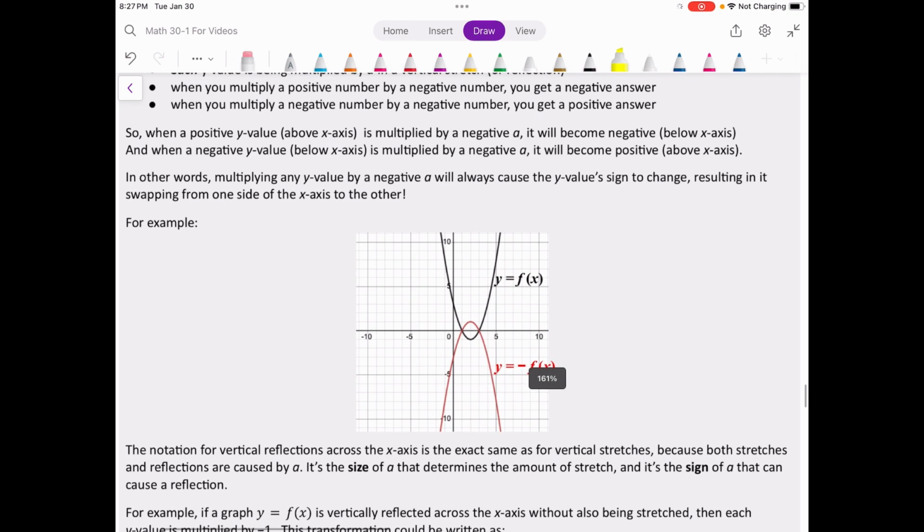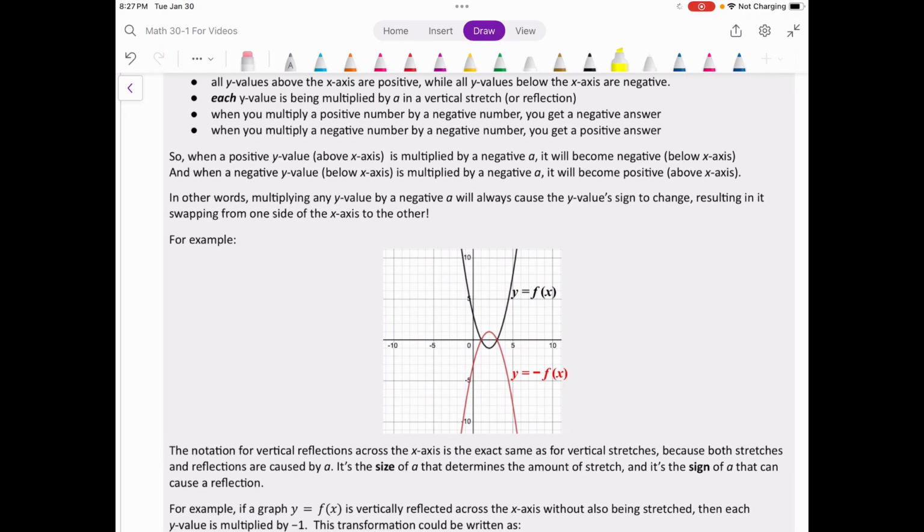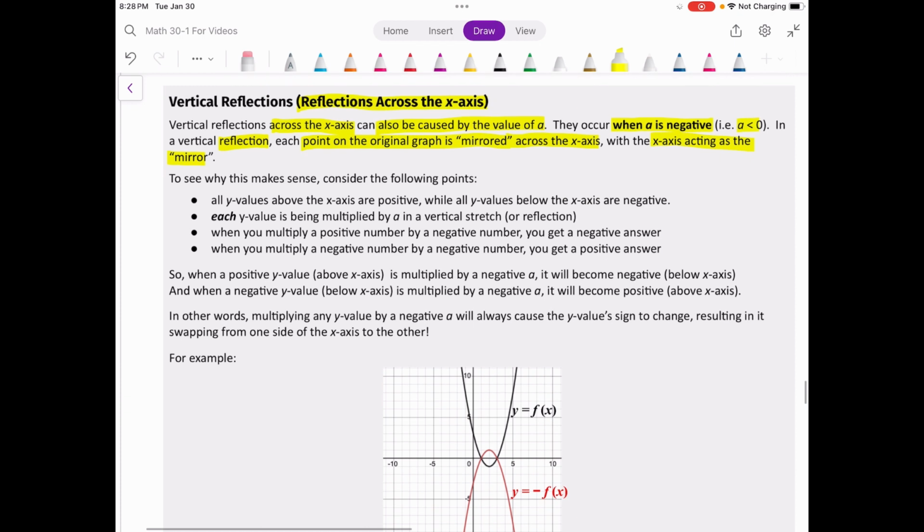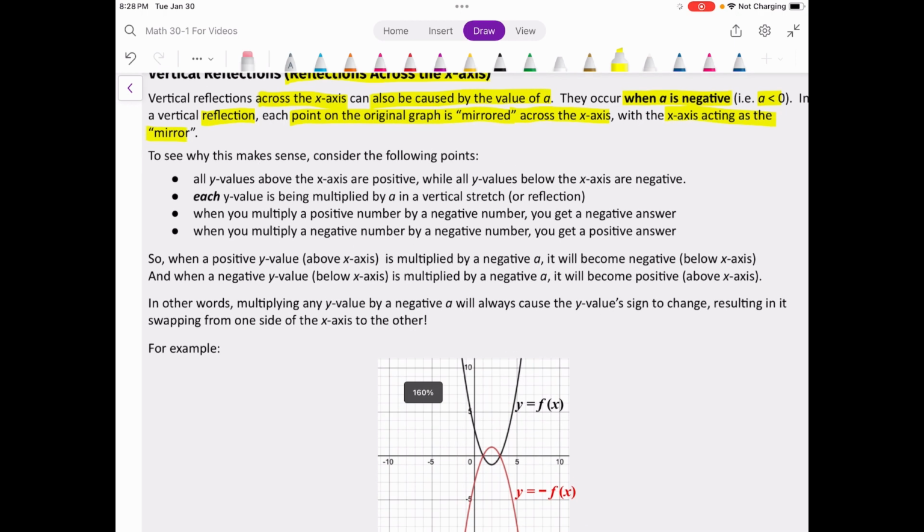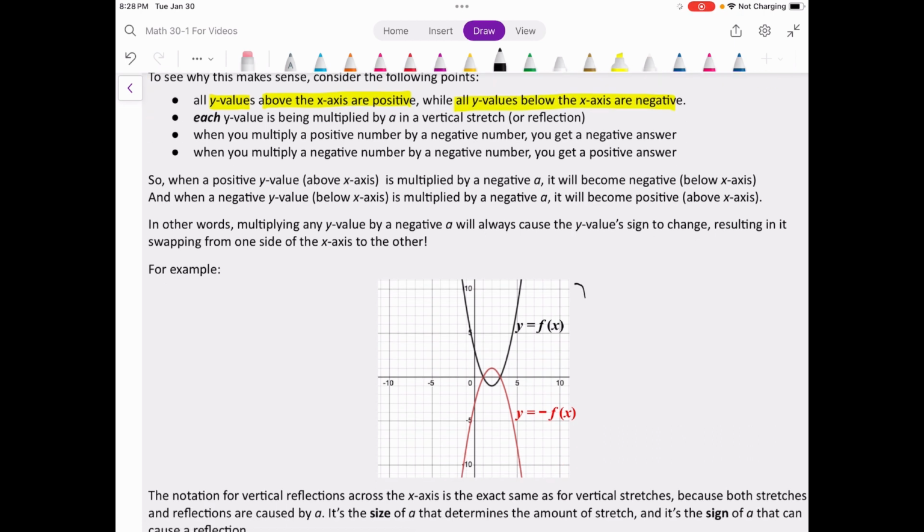So taking a look, there's a vertical reflection across the x-axis. Do you kind of see how it's like, you know, a mirror image? If we put a mirror here on the x-axis, the image of this would kind of look like this one, okay? But why does this happen when a is negative? It makes a ton of sense when we put together the ideas we've been talking about with a couple other facts that we already know. But let's consider these points. All y values above the x-axis are positive, right? All y values below the x-axis are negative, right? Here's the positive y's, here's the negative y values, okay? Above the x-axis positive, below negative.